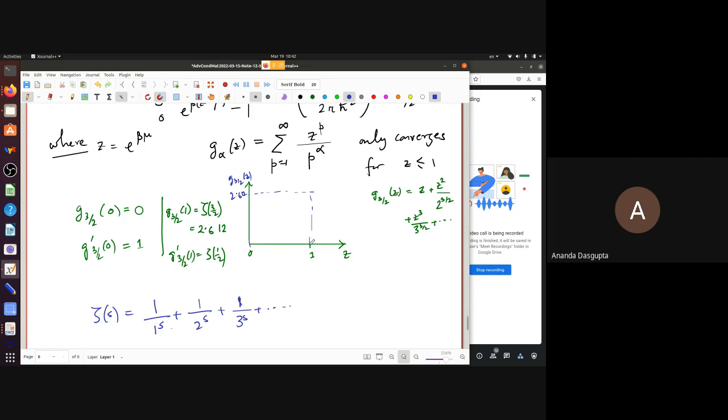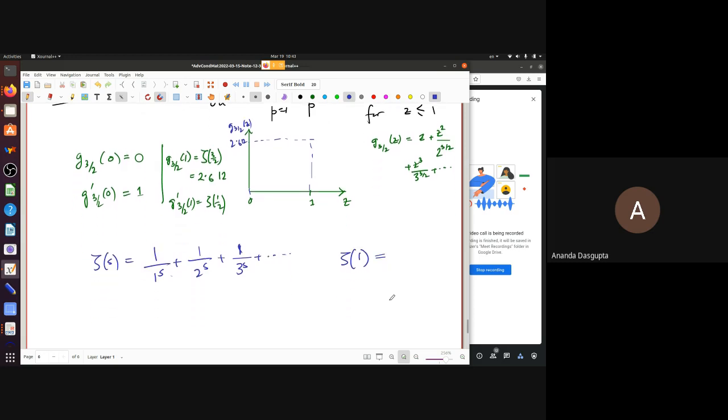Okay, for s equal to 1, this is zeta 1. Can you tell me what this is? Sum of 1, half, 1/3, 1/4, 1/5. This is called the harmonic sum. That is the sum of all the reciprocals of integers. Any idea how much this is?